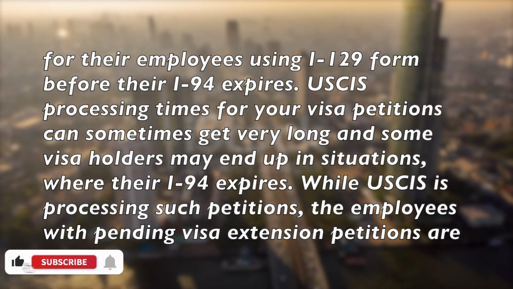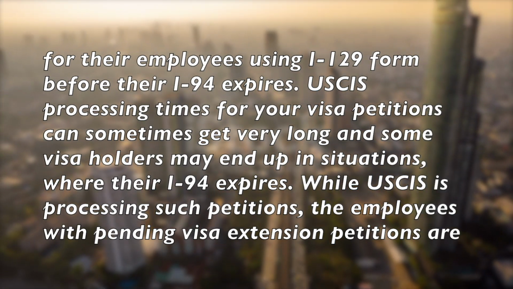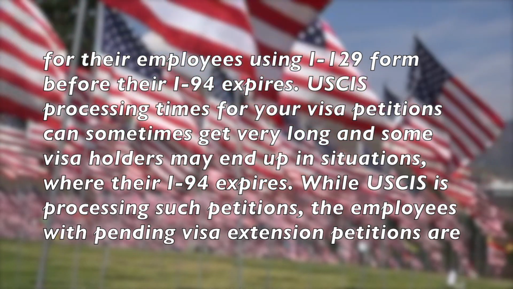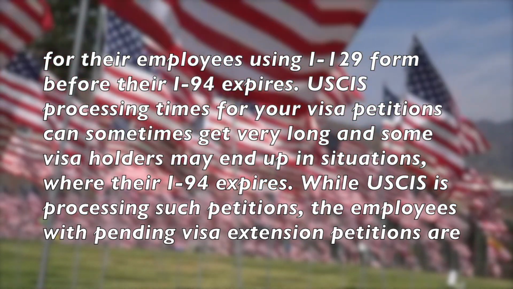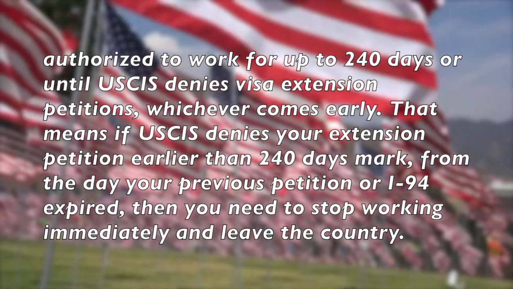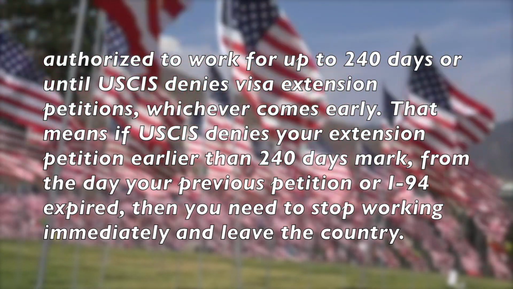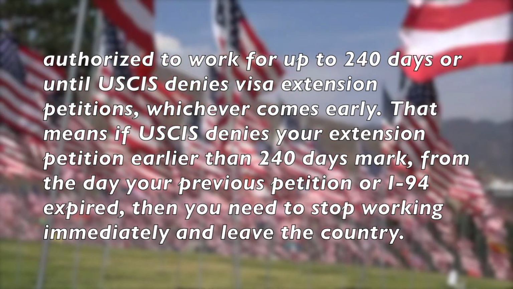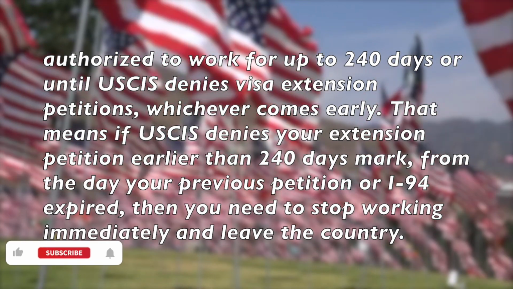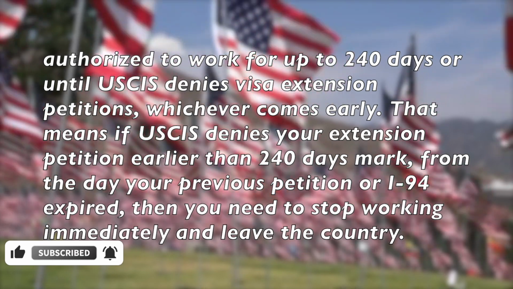USCIS processing time for visa petitions can sometimes get very long, and some visa holders may end up in situations where their I-94 expires. While USCIS is processing such petitions, employees with pending visa extension petitions are authorized to work for up to 240 days or until USCIS denies the visa extension petition, whichever comes earlier. That means if USCIS denies your extension petition earlier than the 240-day mark from the day your previous petition or I-94 expired, then you need to stop working immediately and leave the country.